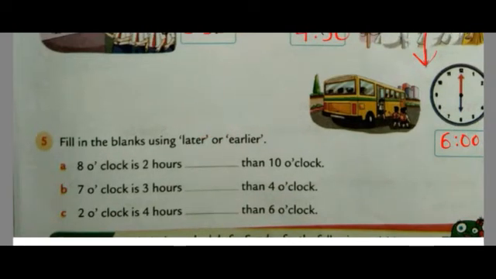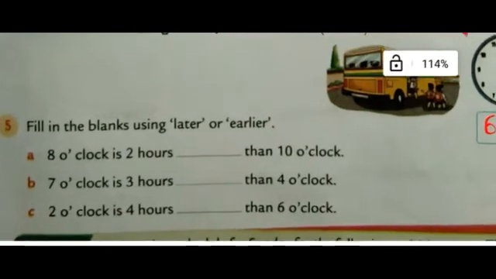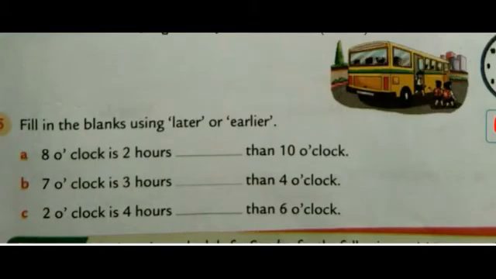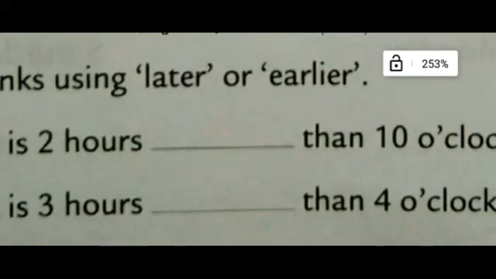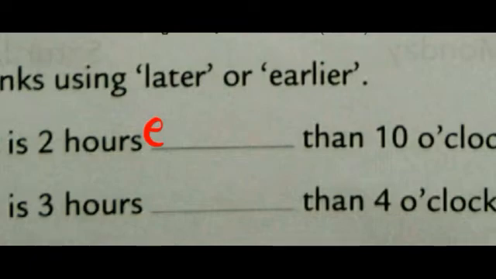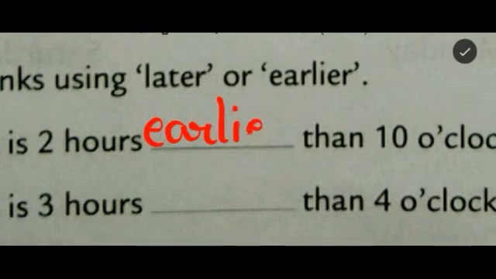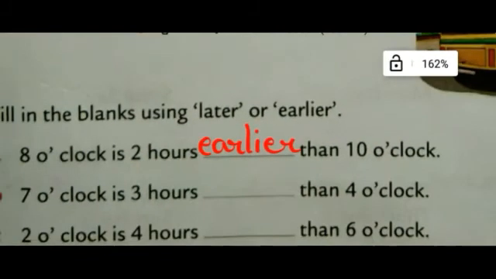Fill in the blanks using later or earlier. Let's read out. 8 o'clock is 2 hours dash than 10 o'clock. Is it earlier or is it later? It is earlier. 8 o'clock is 2 hours earlier than 10 o'clock. So we can write here earlier, E-A-R-L-I-E-R. It is earlier than 10 o'clock.